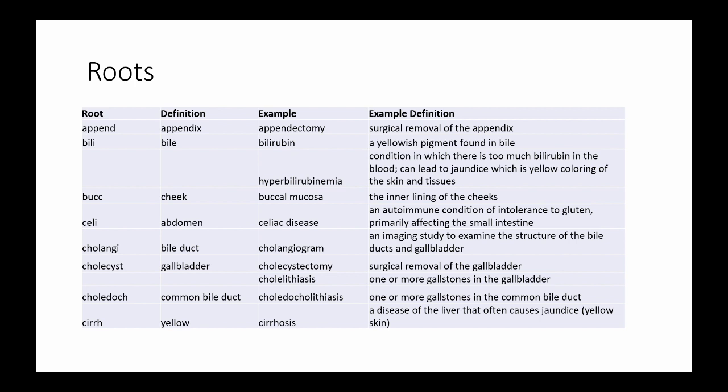Cholecyst means gallbladder. A cholecystectomy is surgical removal of the gallbladder, while cholelithiasis refers to one or more gallstones in the gallbladder. Choledoche means common bile duct. Choledocholithiasis refers to one or more gallstones in the common bile duct. Cir means yellow. Cirrhosis is a disease of the liver that often causes jaundice, yellow skin.